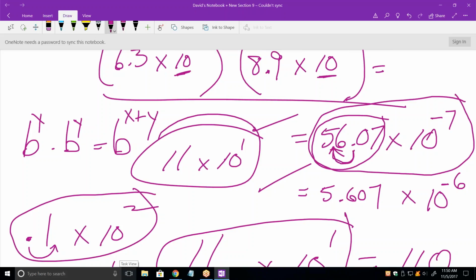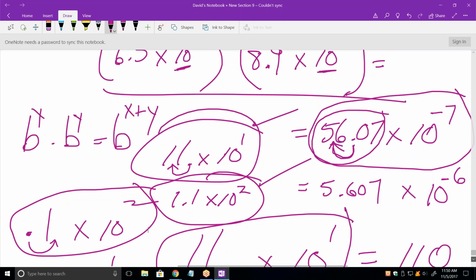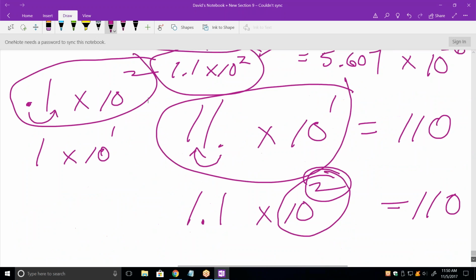That's 110. So if I move my decimal point to the left, I have to add 1. That's 1.1 times 10 to the second. That's also 110. Okay? What else you got? That's scientific notation in a nutshell.